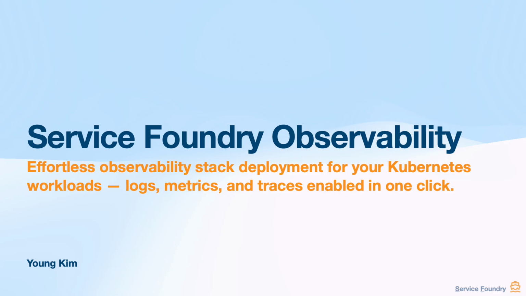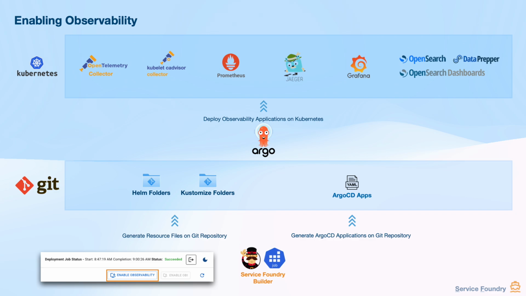If you're looking for a simple way to deploy a full observability stack for your Kubernetes workloads, you're in the right place. With just one click, you'll get logs, metrics, and traces all up and running. In this video, I'll show you how easy it is to enable observability across your cluster using Service Foundry. Let's get started. This slide shows how easy it is to enable observability with Service Foundry.